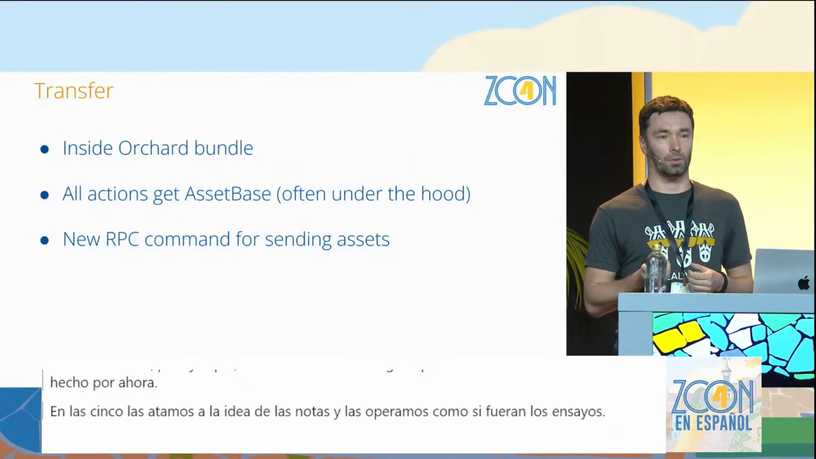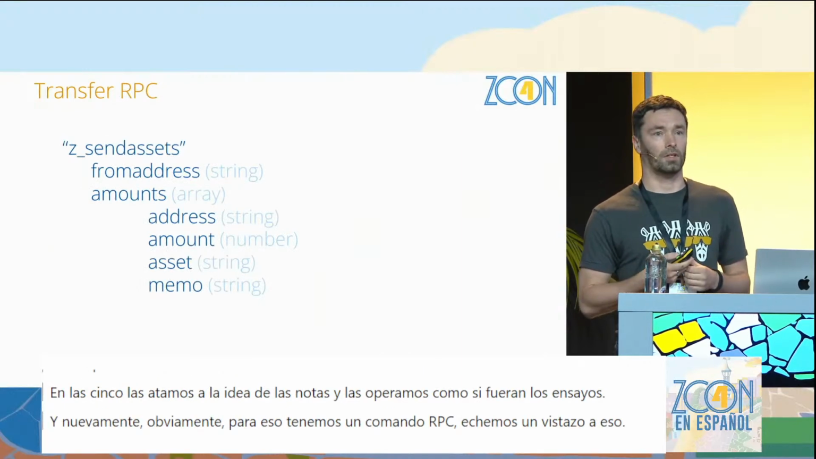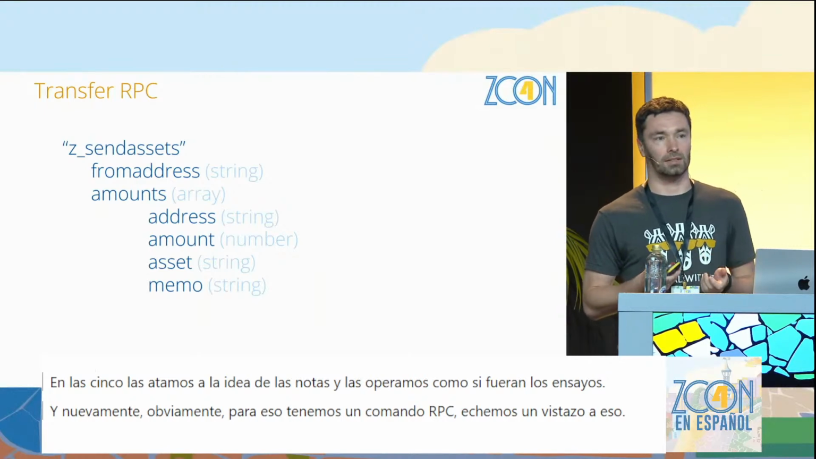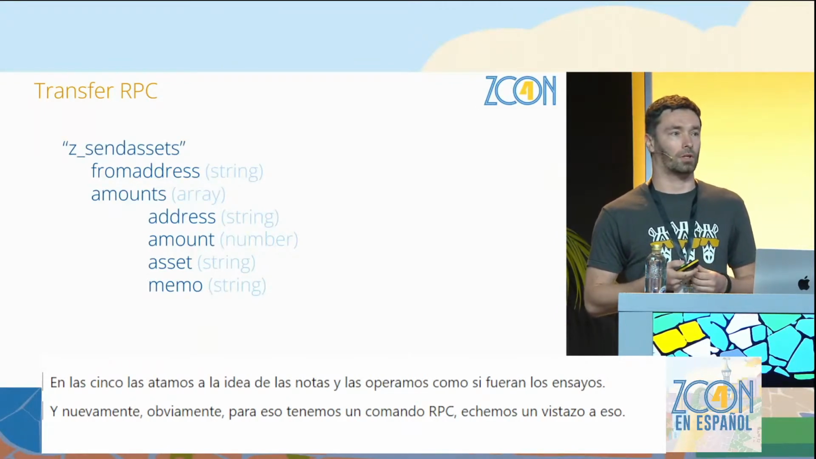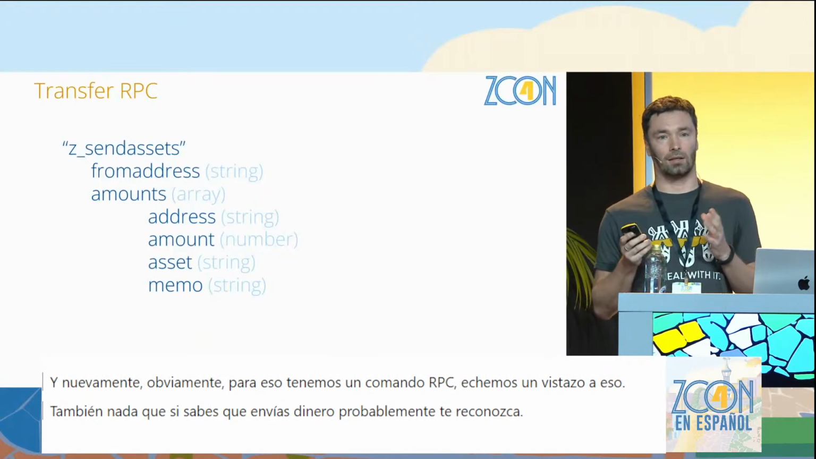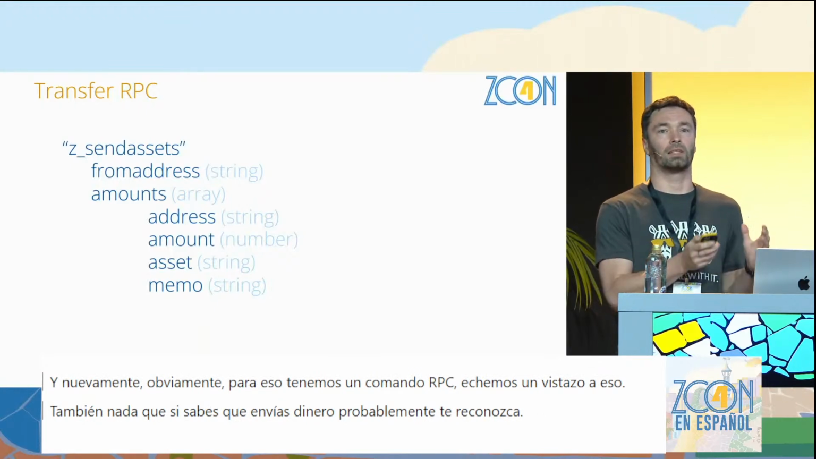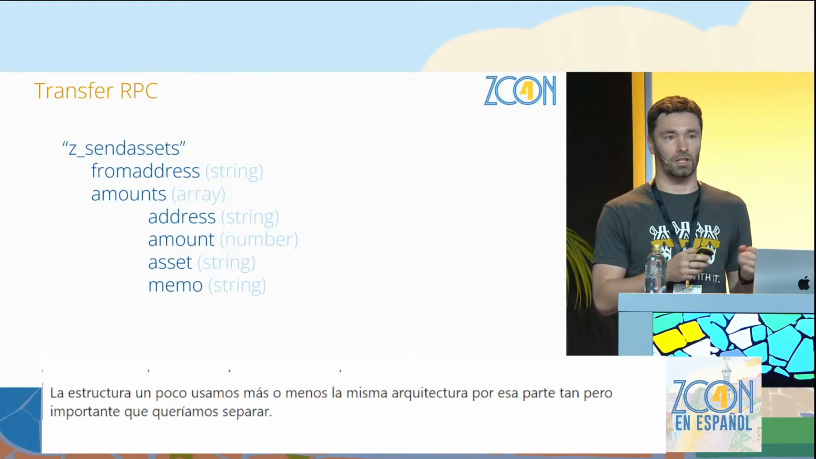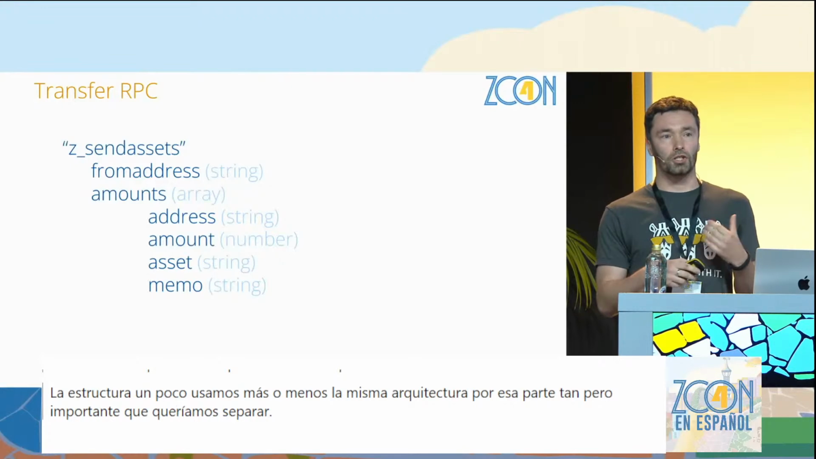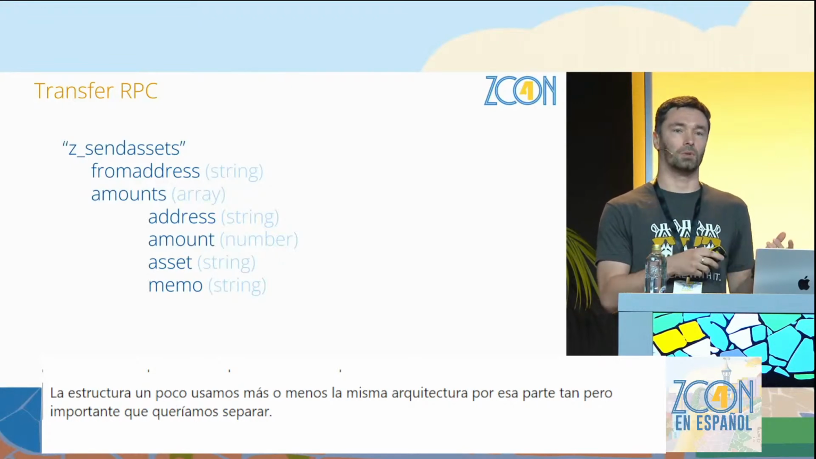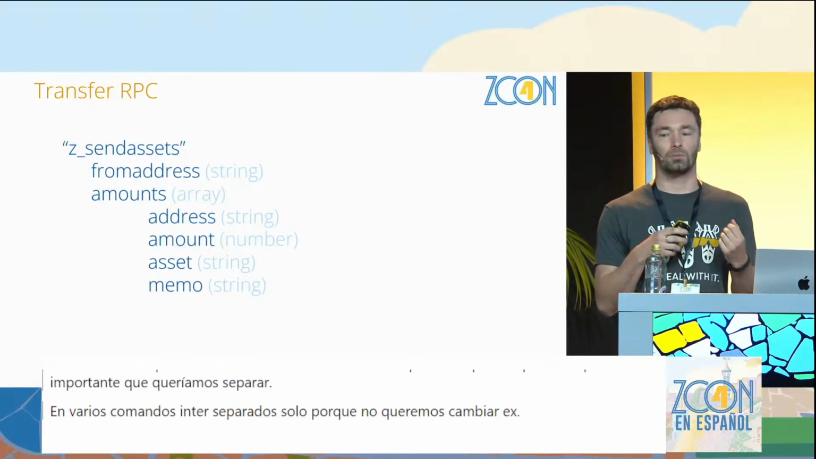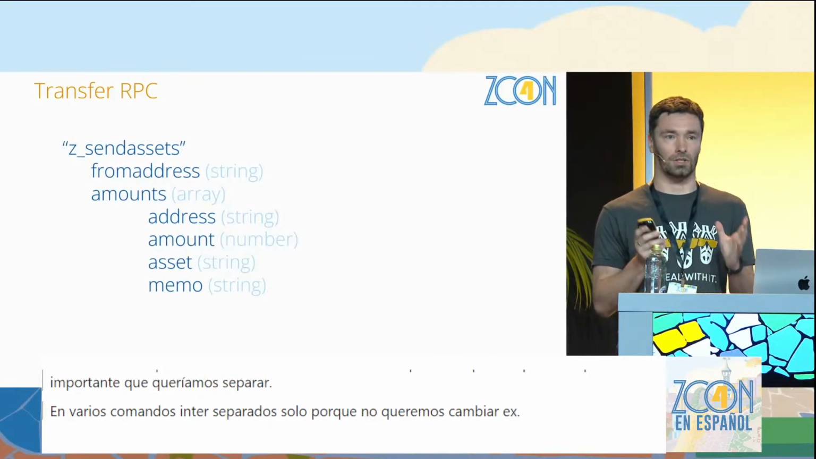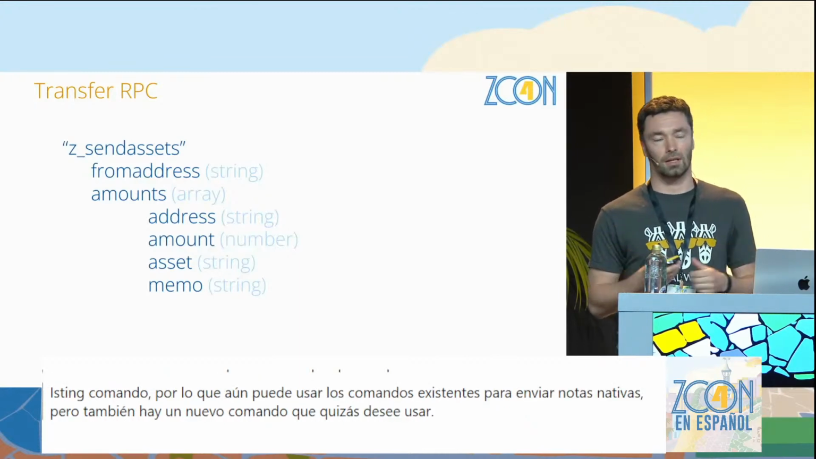And again, obviously for that we have an RPC command. Let's have a look at that. Also, nothing new. If you know Z send many, you probably recognize the structure a little bit. We use more or less the same architecture for that. But important part, we wanted to separate it into a separate command, just because we don't want to change existing commands. So you can still use existing commands to send native nodes, but also there is a new command that you might want to use to send ZSAs. So it's quite isolated. You can turn it on and off, do things like that.